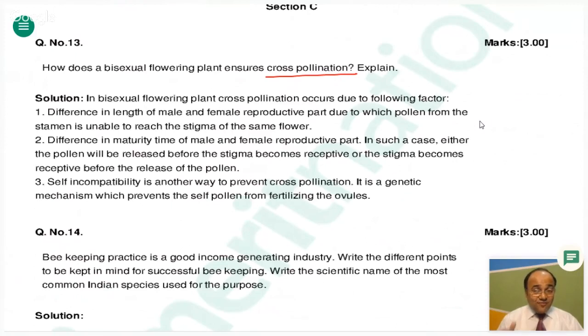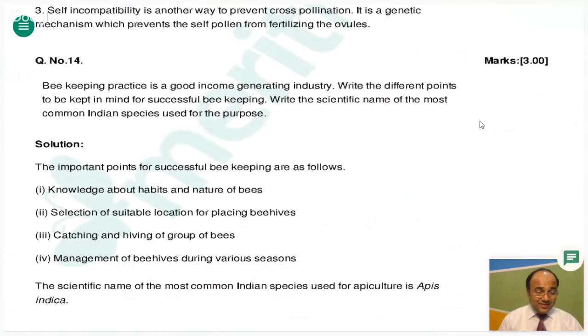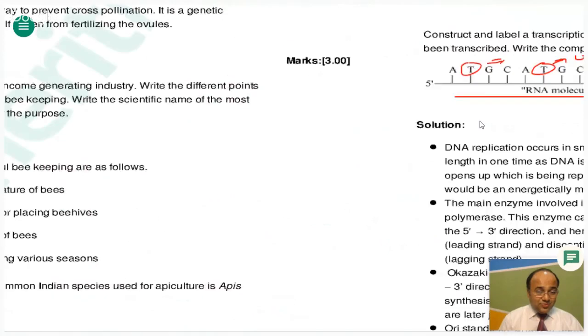Yes, set one was very easy. Okay, of which region? Set one of which region? Okay, so let's move ahead and let's discuss.